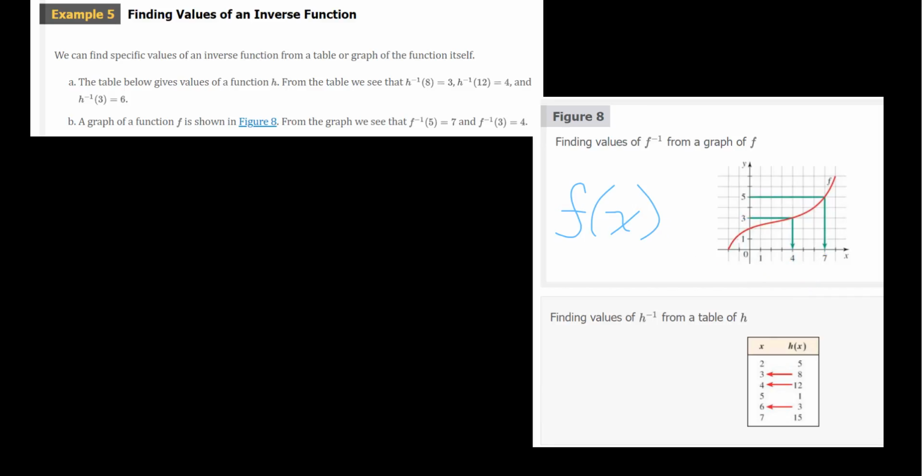Well, if I were to do things backwards, if I were to say f inverse of x, then I would see that the 3 maps to 4. We see that if we map things backwards, we would say f inverse of 3 maps to 4. f inverse of 5 maps to 7. Again, it's basically going from looking at the x-axis to see where we intercept on the y, to looking at the y-axis and seeing where we intercept on the x.